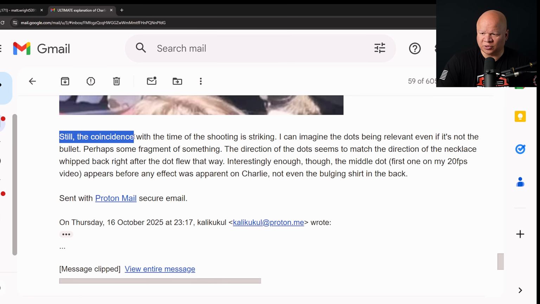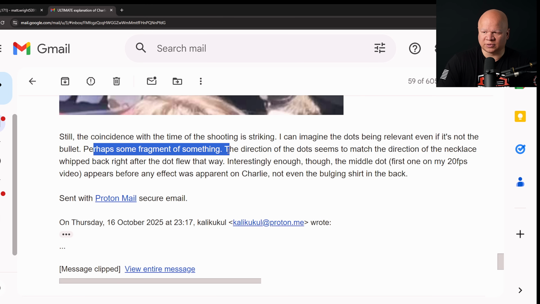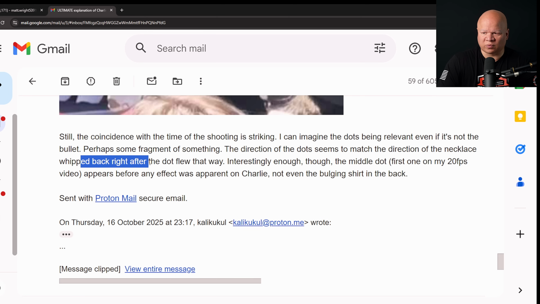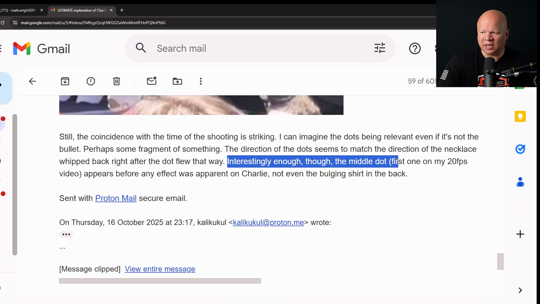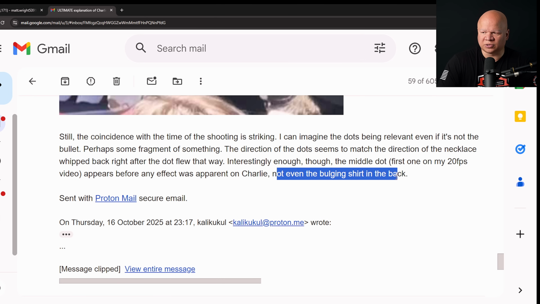Kalikukul says, "Still the coincidence with the time of the shooting is striking. I can imagine the dots being relevant even if it's not the bullet, perhaps some fragment of something. The direction of the dots seemed to match the direction of the necklace whipped back right after the dot flew that way. Interestingly enough, though, the middle dot, the first one in my 20 FPS video, appears before any effect was apparent on Charlie. Not even the bulging shirt in the back."